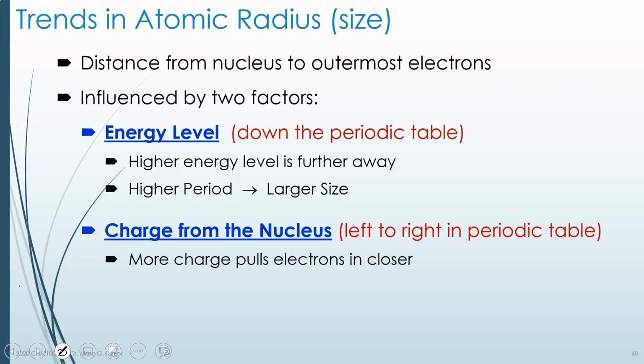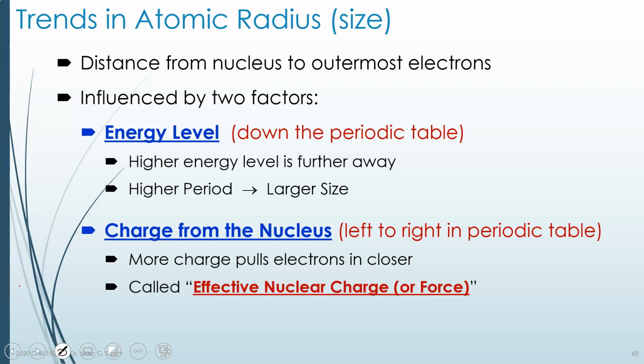The second one is not so obvious, and this is a factor that influences radius as well as the other term that we're going to talk about in terms of trends. This is the charge that's resulting from the nucleus, and we actually have a name for this. We call it the effective nuclear charge or the effective nuclear force. And what this means is that as you go from left to right on the periodic table, so across a period, you are looking at atoms that have more and more protons because their atomic number is increasing.